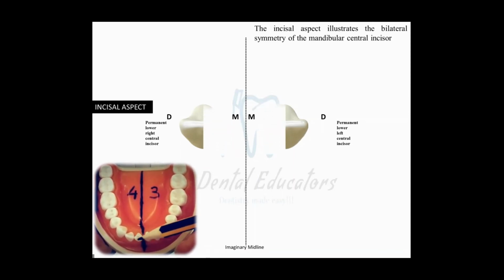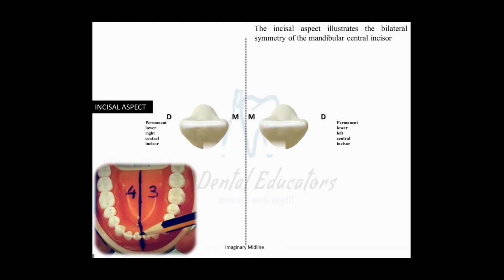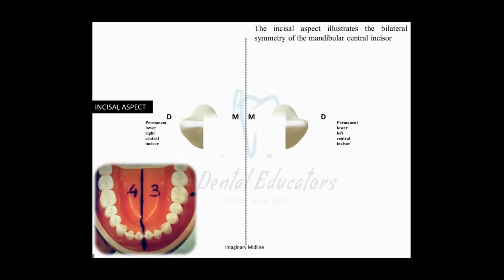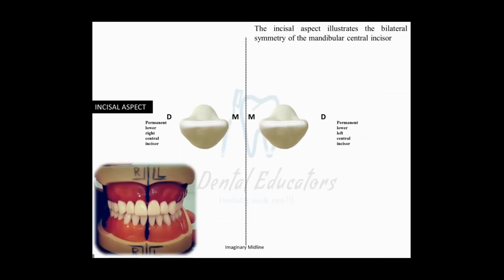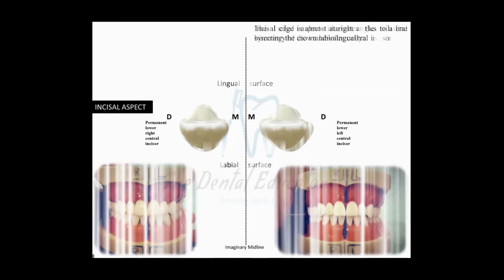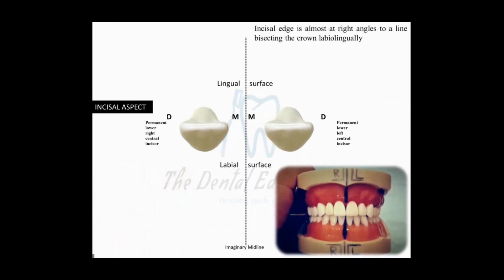Now similarly, if you draw a line in the center, dividing it into two halves, you can see that the mesial half of the mandibular central incisor is similar to the distal half. So we can say it appears to be bilaterally symmetrical, that the mesial and the distal halves appear to be symmetrical.